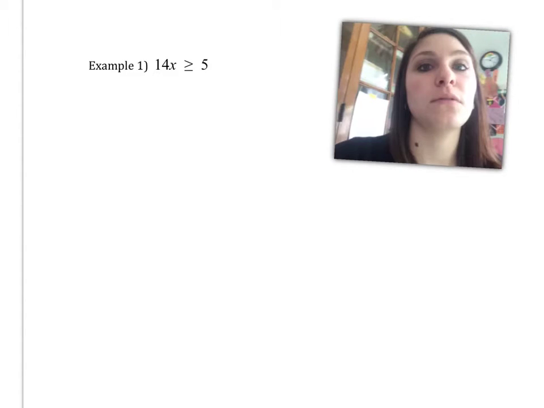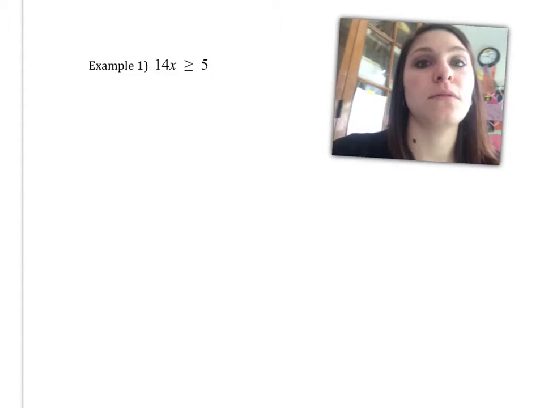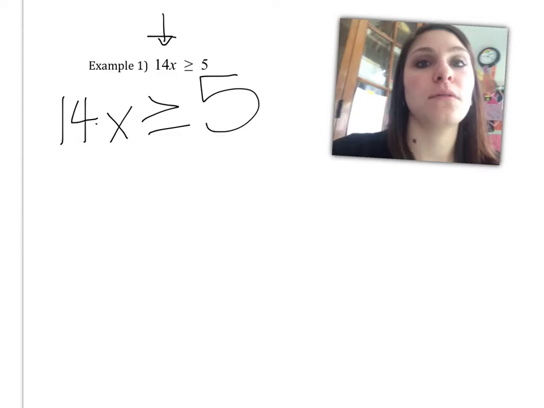So first things first, I look at my inequality. I have 14x is greater than or equal to 5. The first thing I do is I try to figure out what operation is attaching 14 and x. Remember, if there's no operation in between them, that means it's multiplication happening. So it really reads 14 times x is greater than or equal to 5.